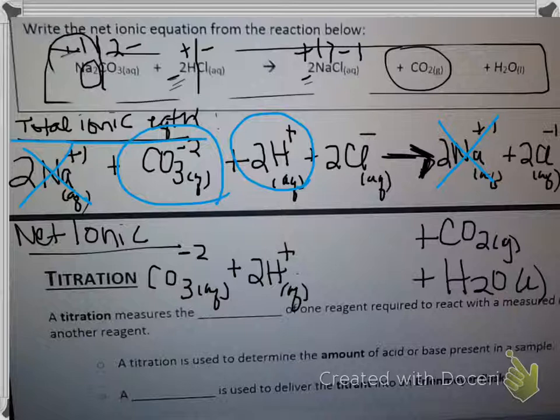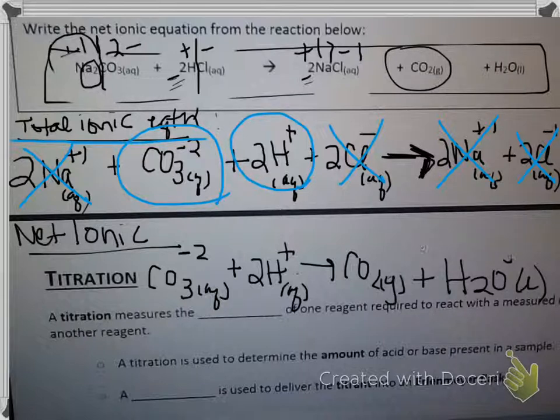And then let's see, what else do we have? We have 2 chlorides on the left hand and right hand side of the equation. So those are spectators. We have carbon dioxide only on the right hand side, and we have water only on the right hand side. So those actually are a part of the reaction. Let's see here. How am I going to do this? So we form carbon dioxide and water. I'm going to go ahead and erase this.